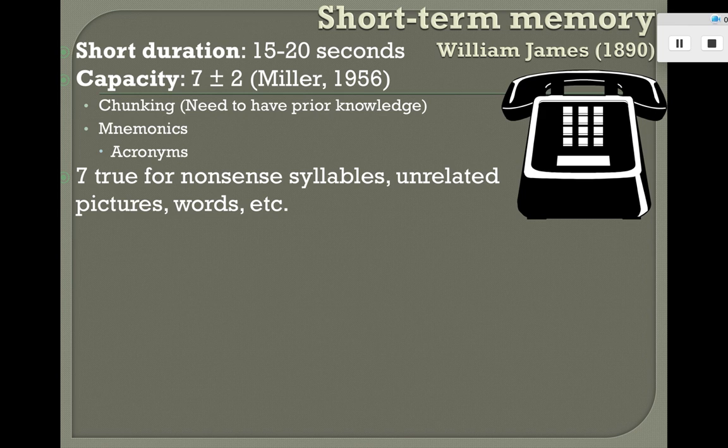Now, when we look at this idea of 7 plus or minus 2, this aspect is really true for nonsense syllables, unrelated pictures, and words. It doesn't really matter what we use, but the idea of 7 plus or minus 2 seems to be consistent across all these different types of stimuli. So when somebody says their phone number to you, you want to keep it within the 7 plus or minus 2 range.